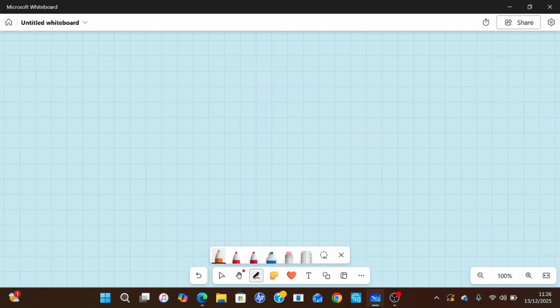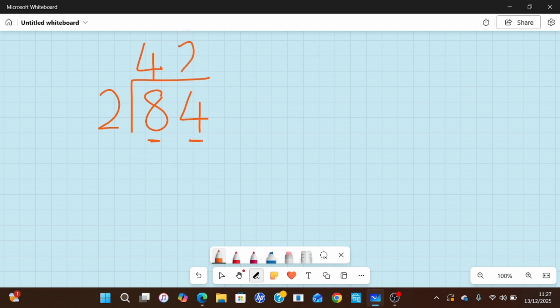Next guys, let's look at another one from the 2s times tables, and we're going to be dividing 84 by 2. 84 goes inside the bush shelter, 2 goes on the outside, and first of all we look at the first digit, the 8. How many 2s are there in 8? There are 4. How many 2s are there in 4? There are 2. Nice and easy.